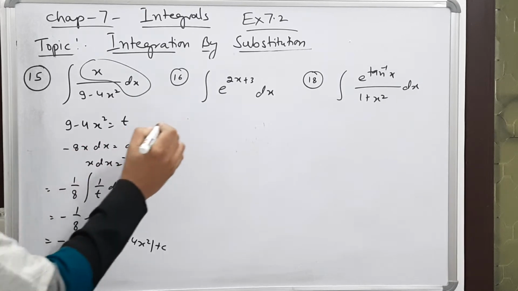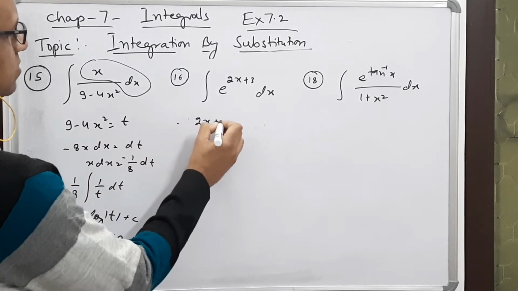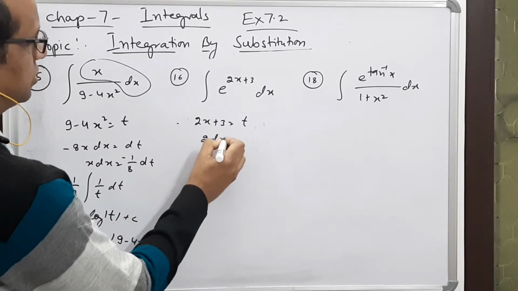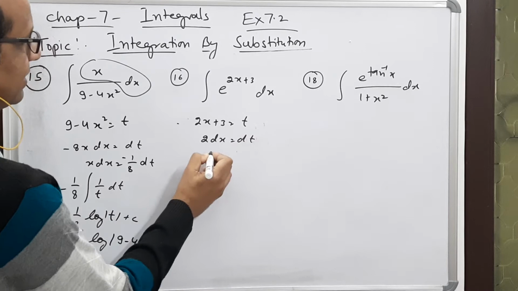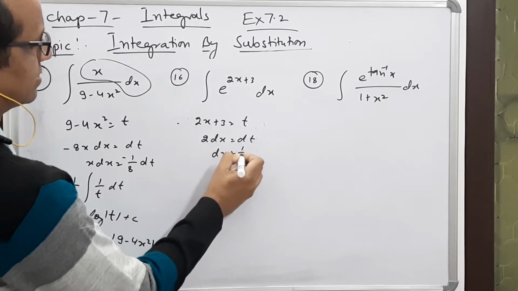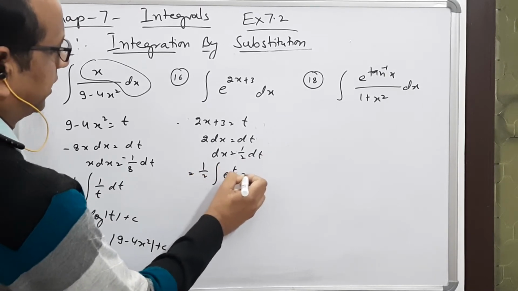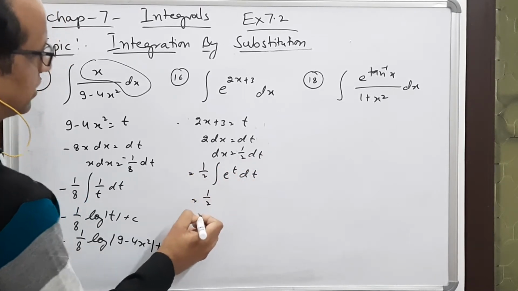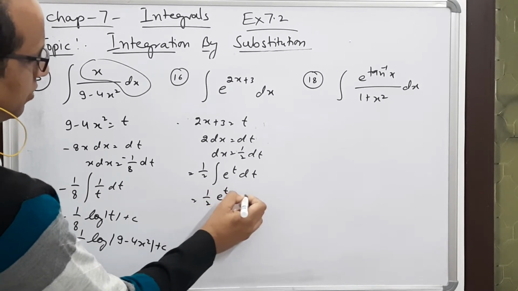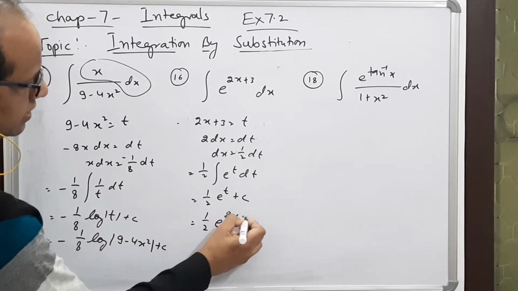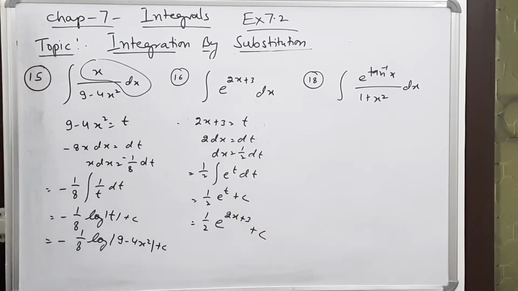See the second one. 2x plus 3 you can take as t. Then 2 dx is dt. So dx is half dt. So this sum will take the form half e^t dt. So it is half and e^t will be e^t only. So it is 1 by 2 e^(2x plus 3) plus c. That is the integration of this part. You see the next problem.